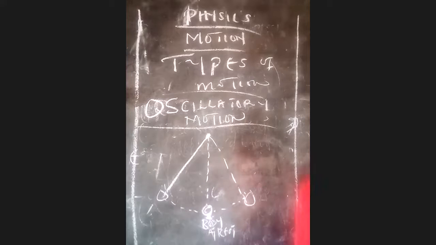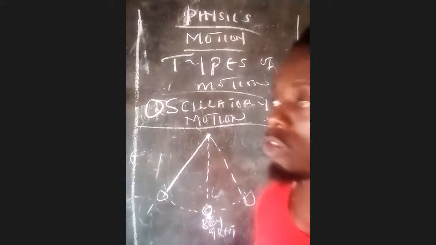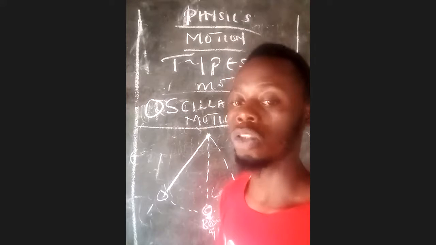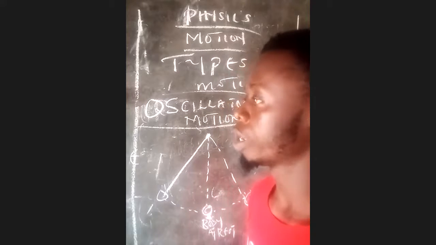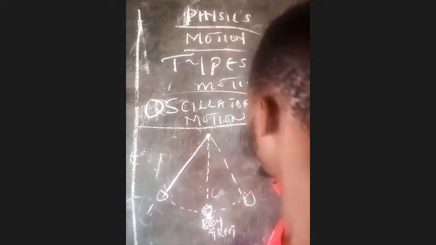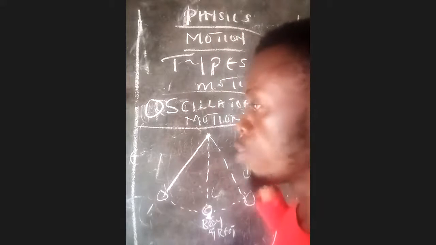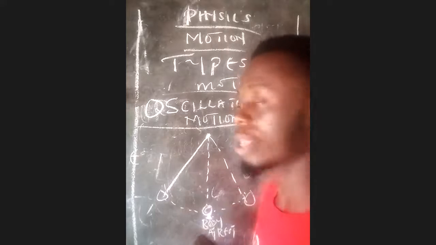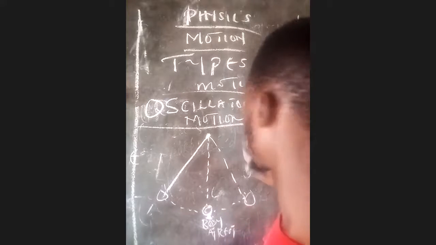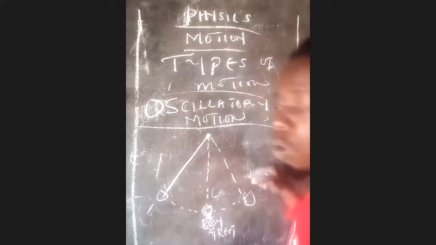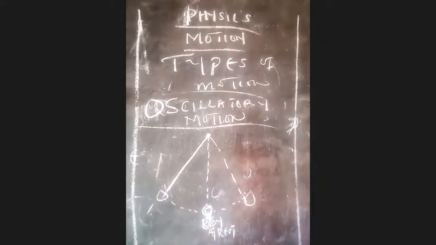Another one is oscillation of a load tied to a vertical string. When the string is in a vertical form like this, and you tie a load to the string, you see that oscillatory motion will definitely occur.